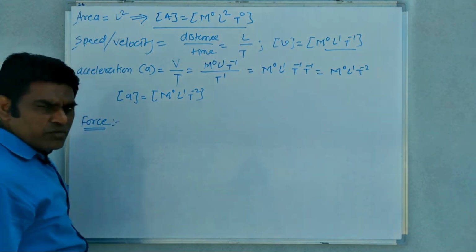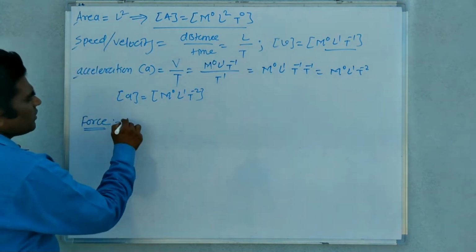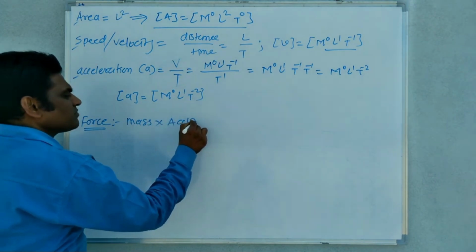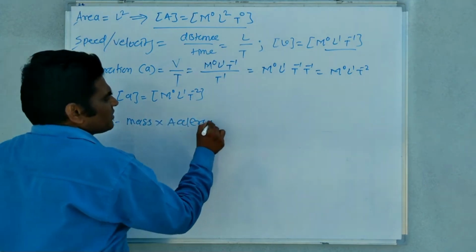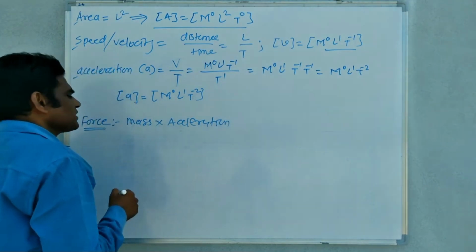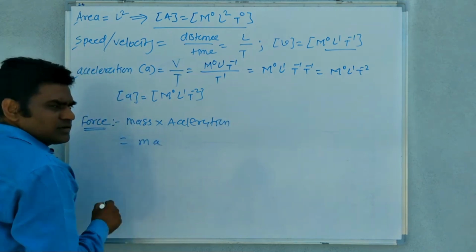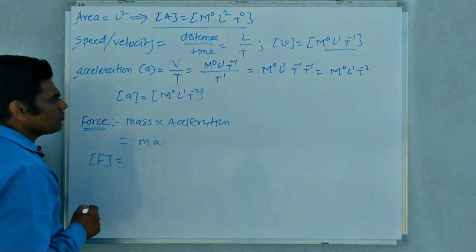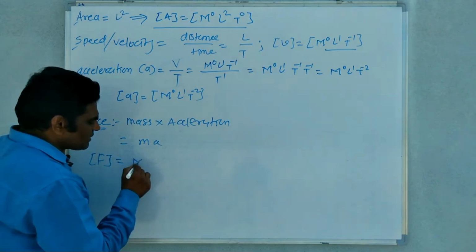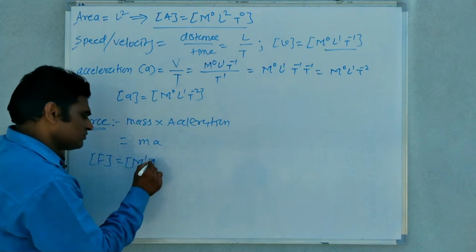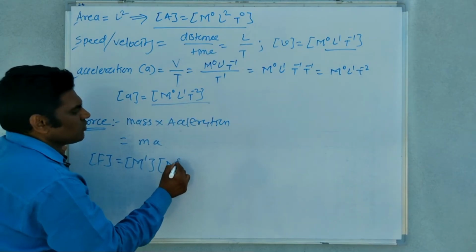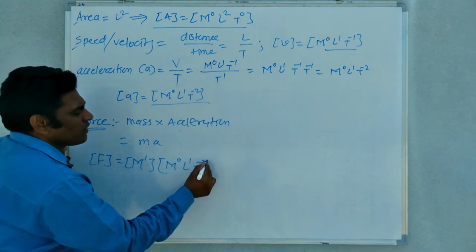Can you write the dimension of force? What is force? Mass into acceleration, m into a. So, dimensions of force is equal to the dimension of mass, which is m1, times the dimensions of acceleration, which we have already calculated, m0 L1 t to the power minus 2.